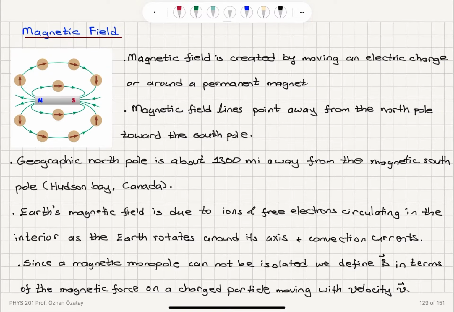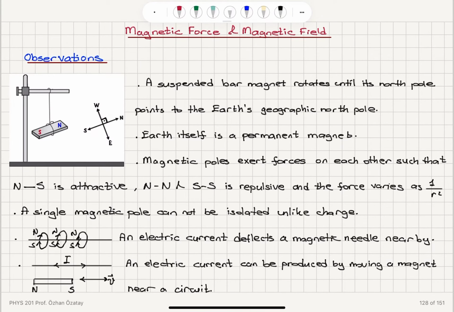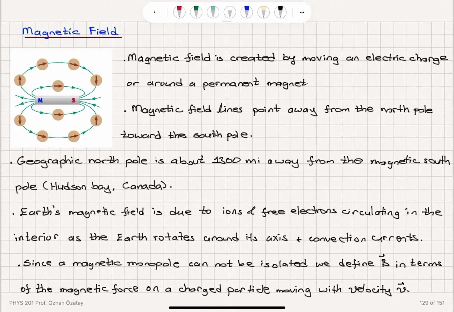Remember that electric field is created by charges. Magnetic field is created by moving charges. As we have seen in the previous video, a current carrying wire creates a magnetic field around it. It deflects a compass needle when it is brought nearby. So it is created by moving electric charge, or it can be around a permanent magnet.